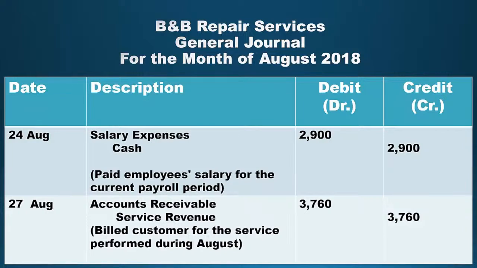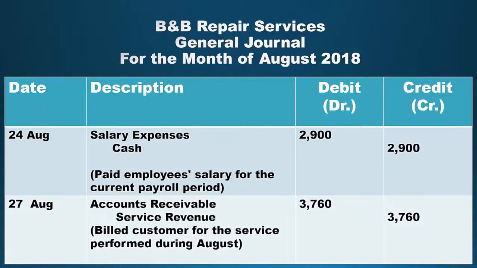Step 1. What happened? The company paid $2,900 in salaries to its employees for the current payroll period. Step 2. Which accounts are affected? Salaries expense increases because this represents the cost of paying employees for their labor. Cash decreases because the company used money to pay the employees.